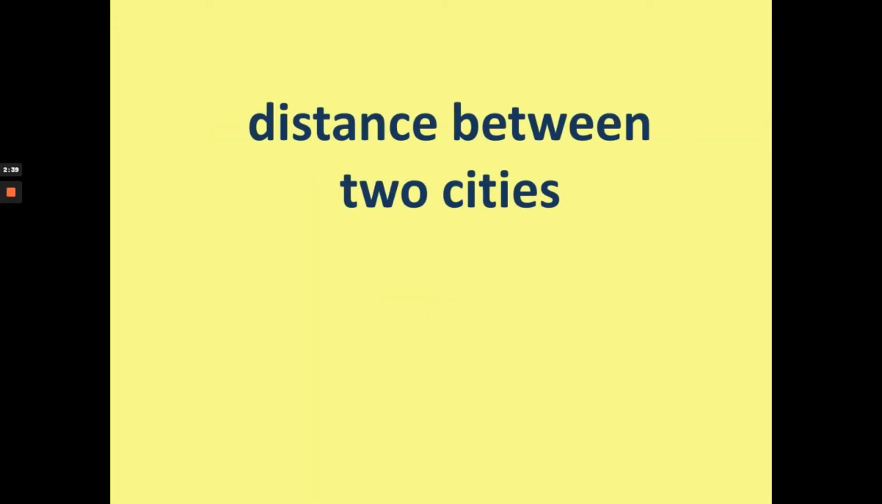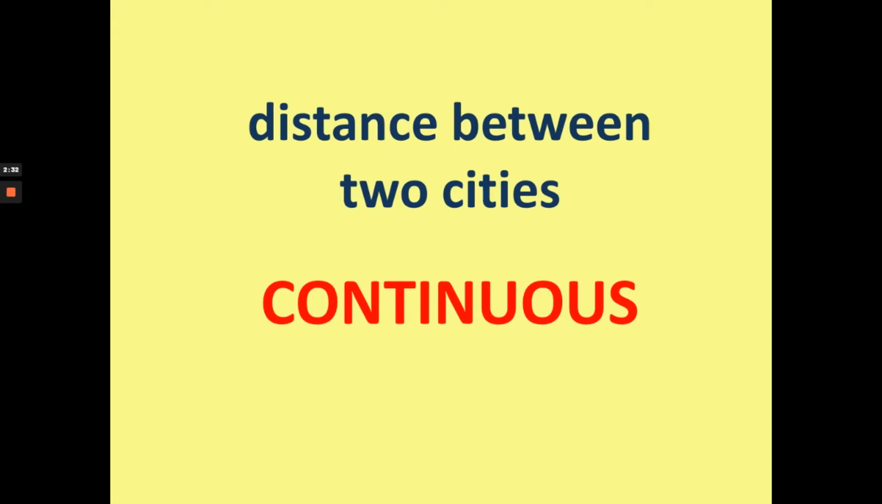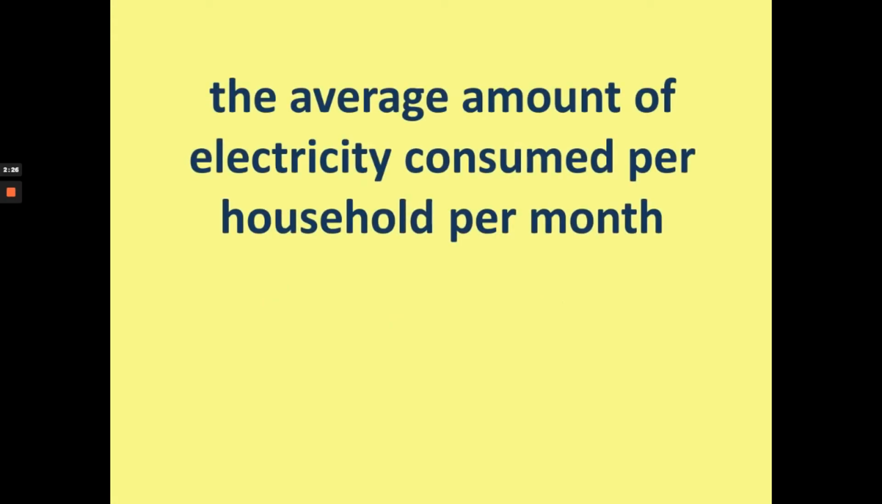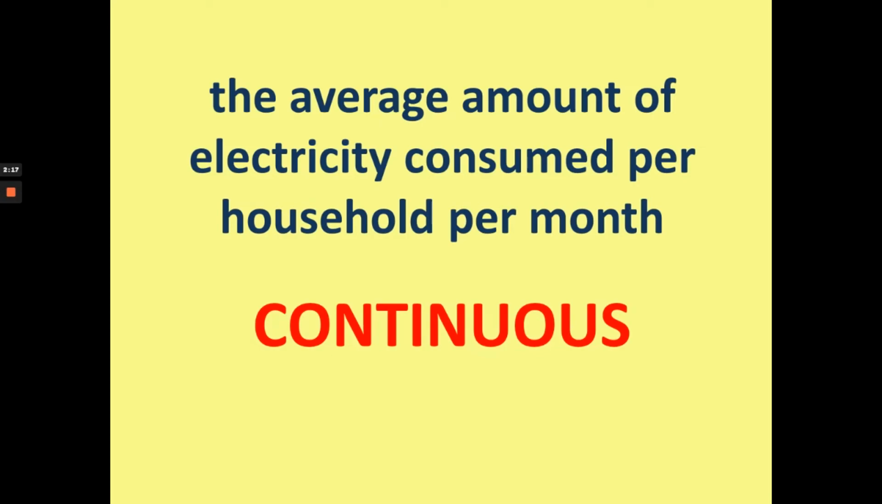Distance between two cities. Is this discrete or continuous? This is a continuous random variable because we have to measure for us to know. The average amount of electricity consumed per household per month. Is this discrete or continuous? This is a continuous random variable.